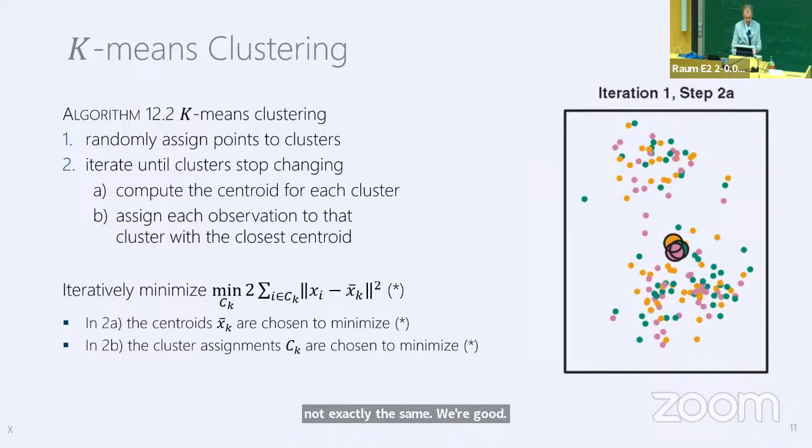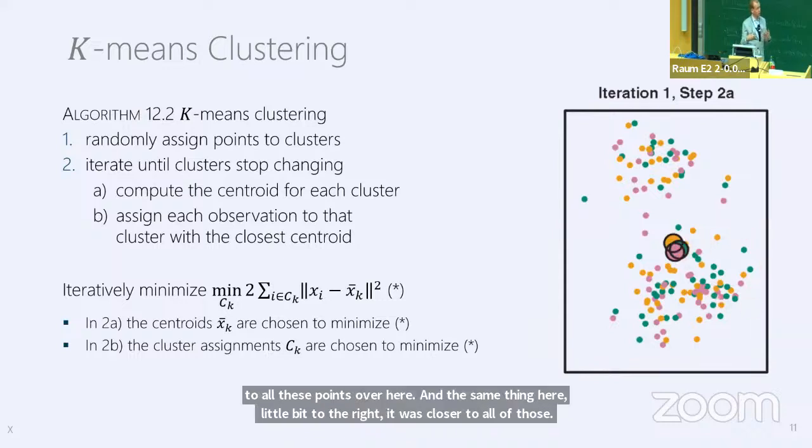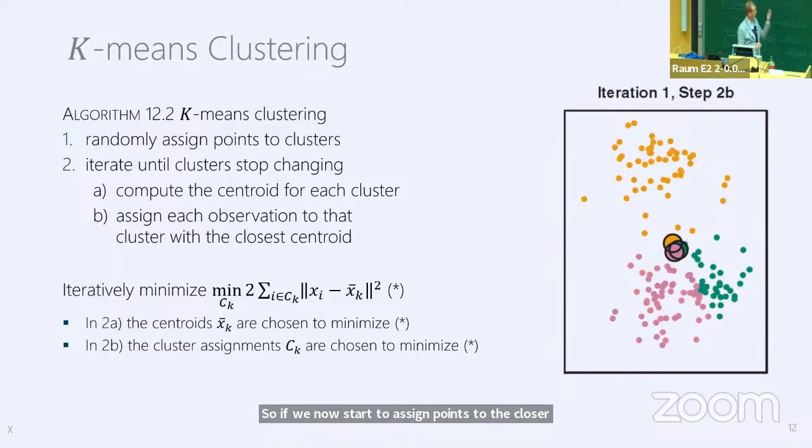Good. But now we have these centroids, and as long as they're not exactly the same, we're good. Because this centroid over here, this blob over here, is closer to all points on this side. This one over here, very much overlapping, but it is closer to all these points over here. And the same thing here, a little bit to the right, it's closer to all of those. So if we now start to assign points to the closest centroid, what we do get is this. Well, that looks already much better, right? And quite close to the clustering we saw earlier. But we're not done yet.